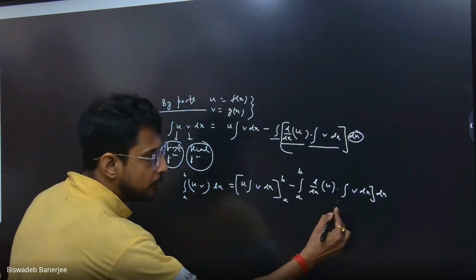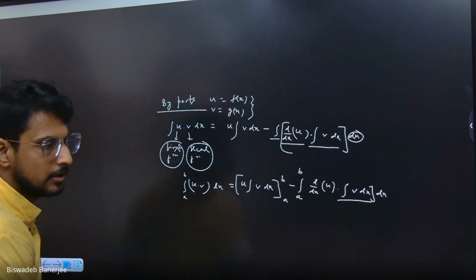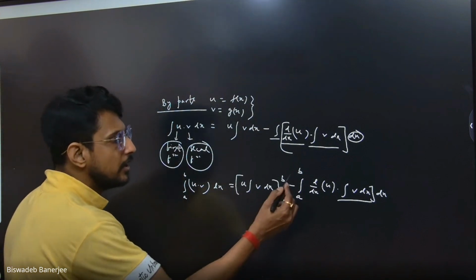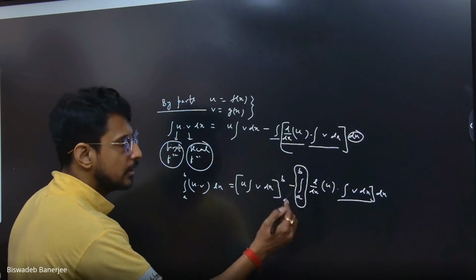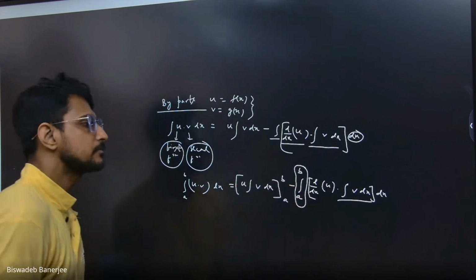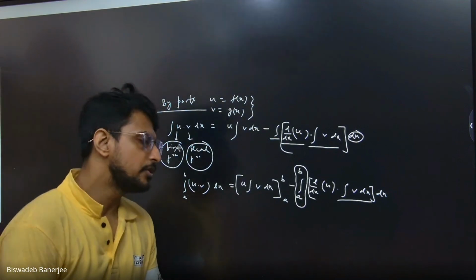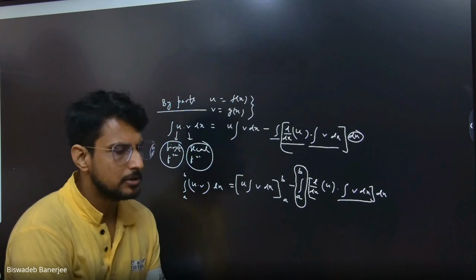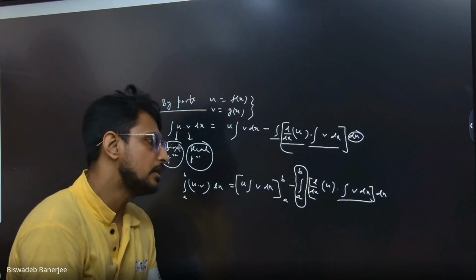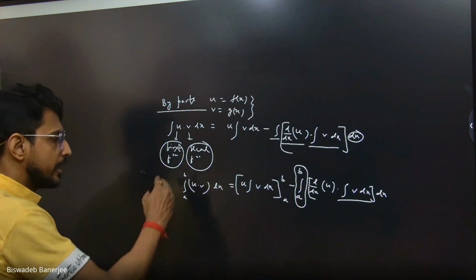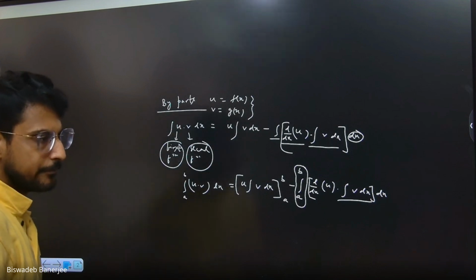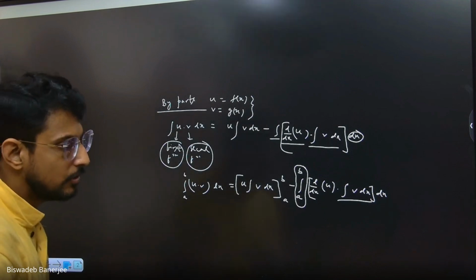Note that you don't put the limit over this integration, because the limit is already taken over this entire integration in the third bracket. So you don't need to consider the limit for this integration. This is called the rule of bypass when there is a limit. So this is called the basic bypass method.